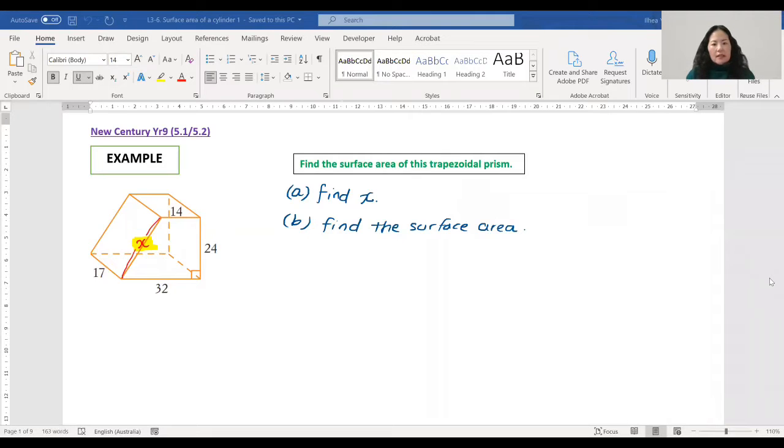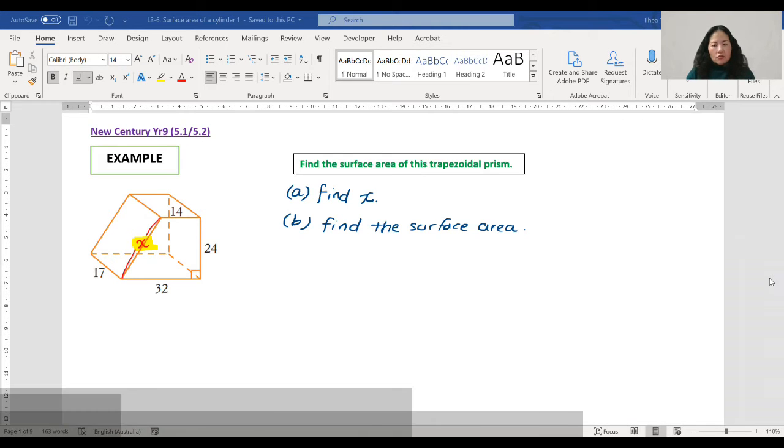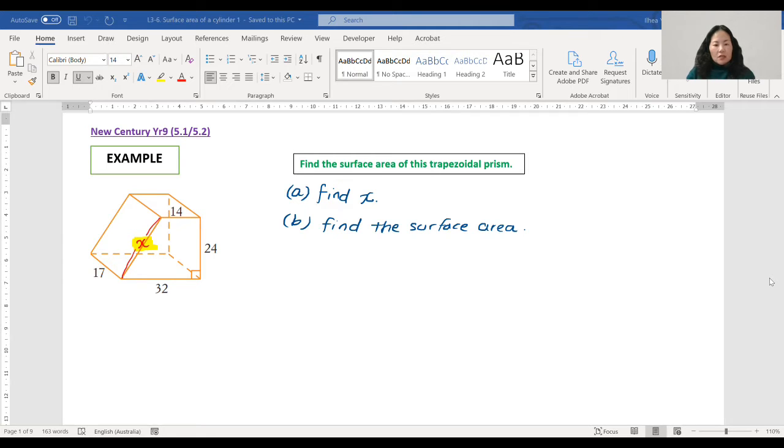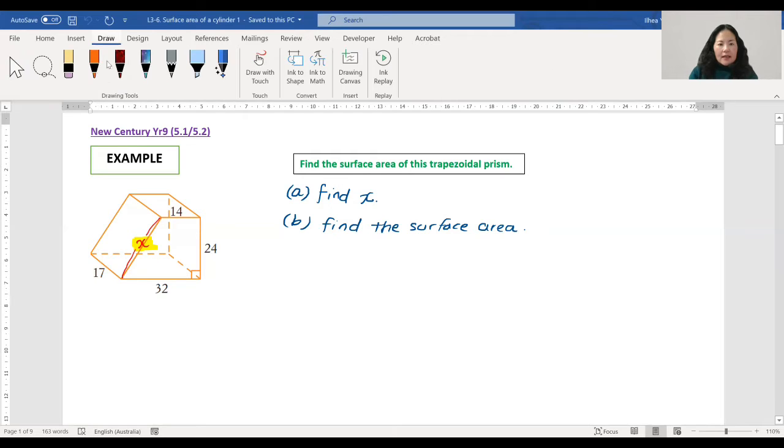Okay, today's lesson is supposed to be surface area of a cylinder, but before we start cylinder, I would like to do a question on trapezoidal prism with missing length. Now, when you look at this trapezoidal prism, there is an X on that diagram, so that's a missing side, right? So we need to find X, the unknown side, first before we can find the surface area. So let's have a look at finding X here.